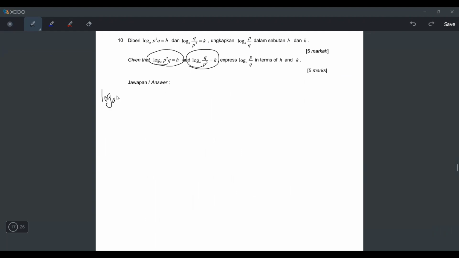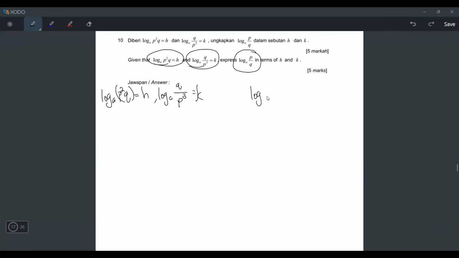Log A P square Q equals to H. Okay, you need to know something. It's a times relation here. And even if you don't see it, actually there's a bracket here. And then this one is log A Q over P power 3 equals K. Okay. And then they want you to express this one.